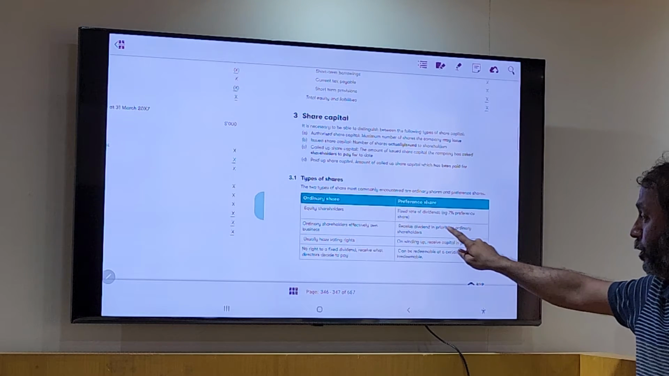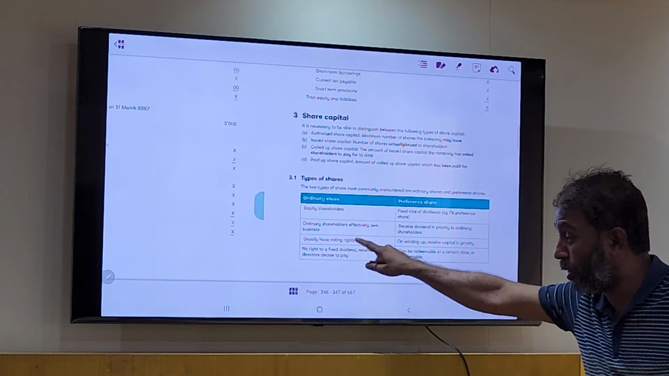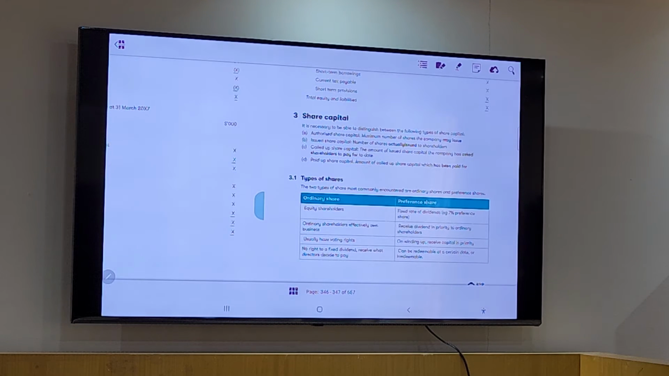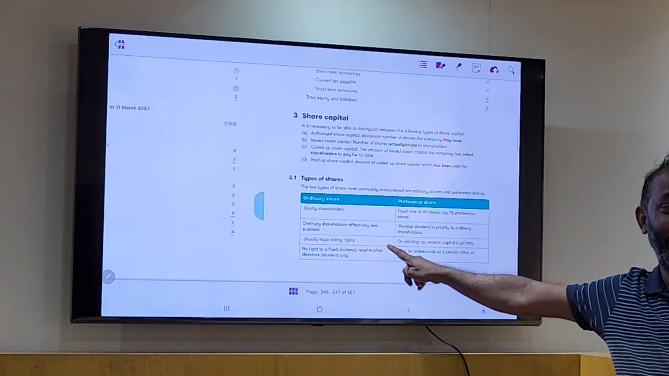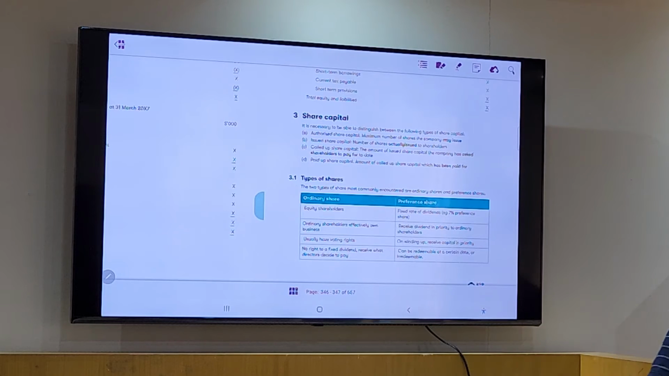Whereas preference shareholders receive dividend in priority to ordinary shareholders, like the example I gave you, father and mother. Ordinary shareholders usually have voting rights. These ordinary shareholders only have the voting rights. They are the decision makers at home. Whether we go to Lulu or we go to Villaggio is decided not by the father, but by the mother. Based on your family in Doha, who decides which mall to go to? Correct, no? So the voting rights are with ordinary shareholders. Whereas on winding up, preference shareholders receive capital in priority. That's correct.